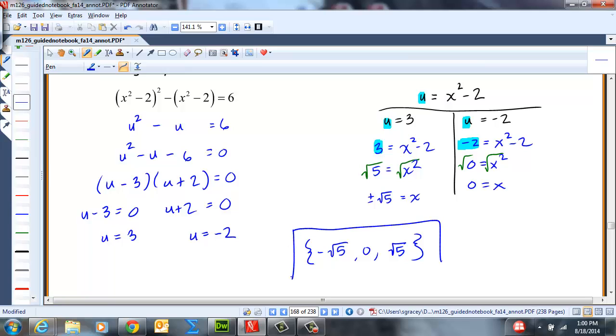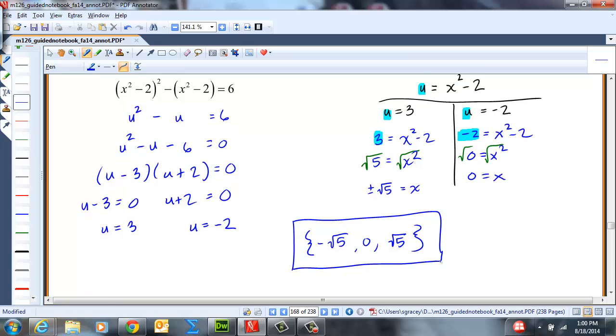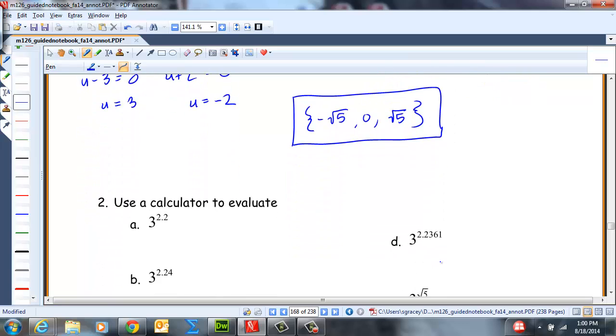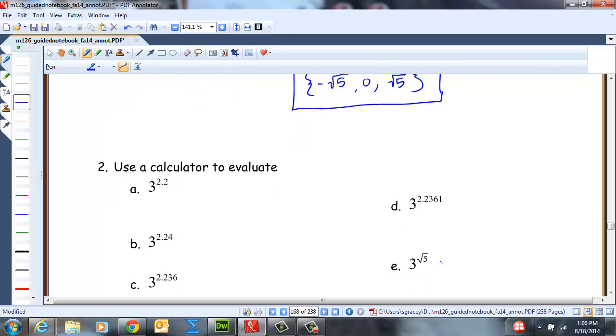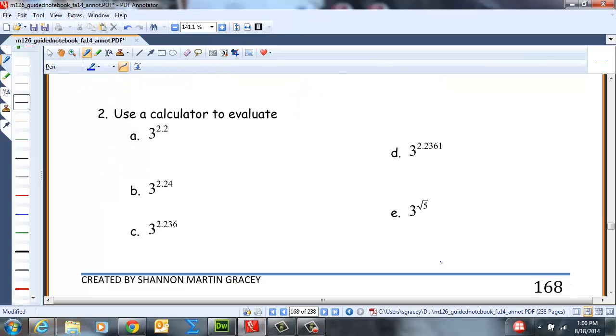How'd we do? We do okay? Awesome. All right, so here we go. Next up, we're going to use the calculator to practice evaluating exponentials, and also to look at what happens.